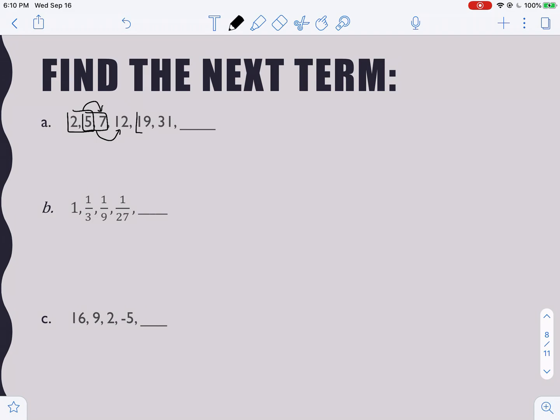2 plus 5 is 7. 5 plus 7 is 12, and so on and so forth. So to find the next term, I'm going to take 19 plus 31, which is 50. So my next term would be 50.